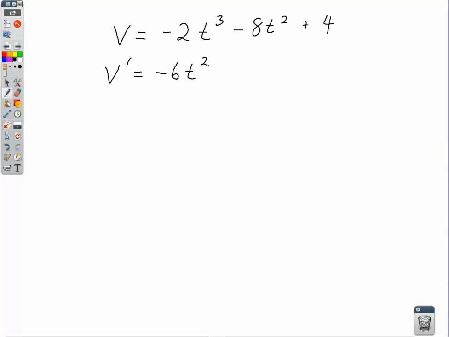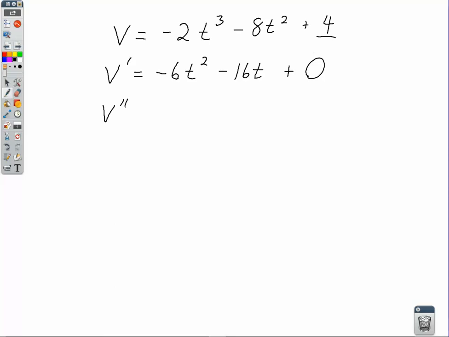And then moving on, we have 2 times negative 8. That's negative 16 t to the first. I won't write the first. Plus the derivative of any constant is 0. All right, so we end up with v prime is equal to negative 6t squared minus 16t.